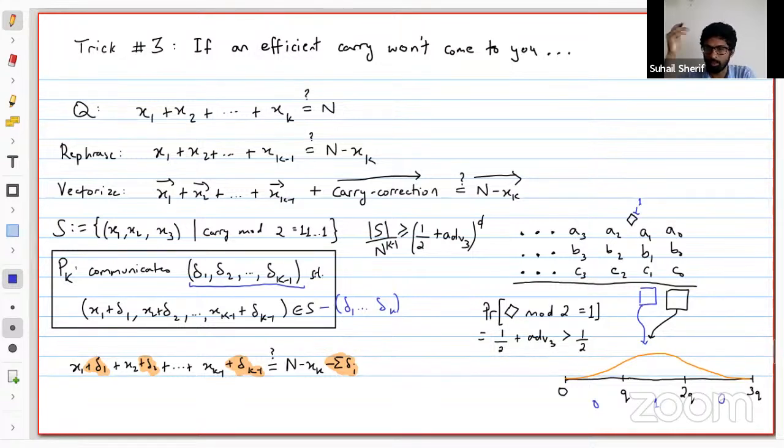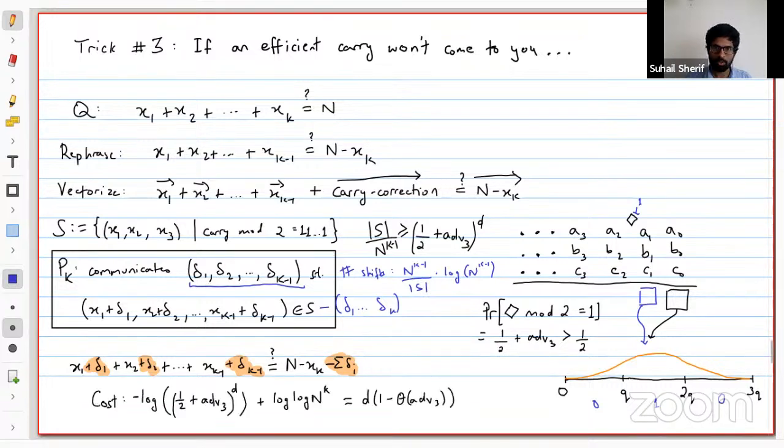And that is, again, by the same probabilistic argument we saw at the beginning. That's going to be basically n to the k minus 1 divided by size of S times log of n to the k, or n to the k minus 1. So this is the number of shifts that are required. And for player K to specify a shift, you only need log of this many bits. So that's going to be log of this number, larger than half to the power d, plus a log n term, which we'll ignore. And so this is actually going to be d times 1 minus a constant larger than 0.